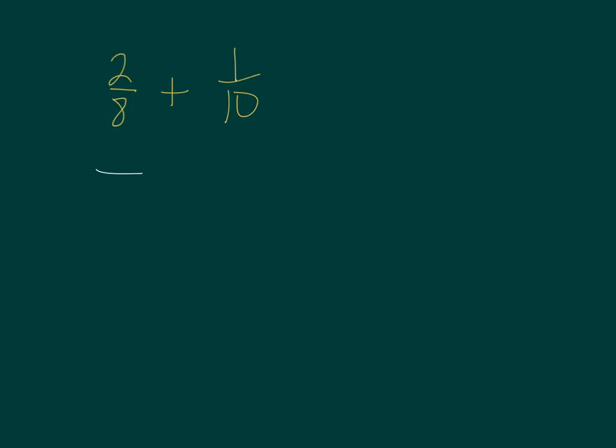So let's just start out by rewriting this problem. Here's where I need my knowledge of multiplication because I have to find a number that both 8 and 10 will go into. The first number that they will multiply into is 40. So 40 is going to become my new bottom number. To turn 8 into 40, what I had to do is multiply by 5. 8 times 5 is 40.